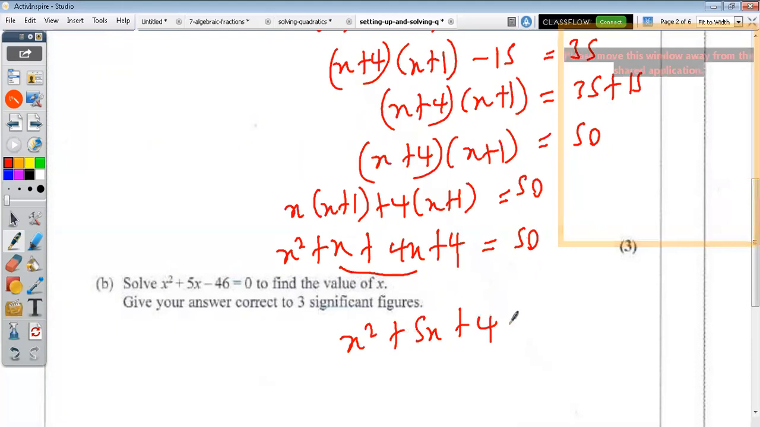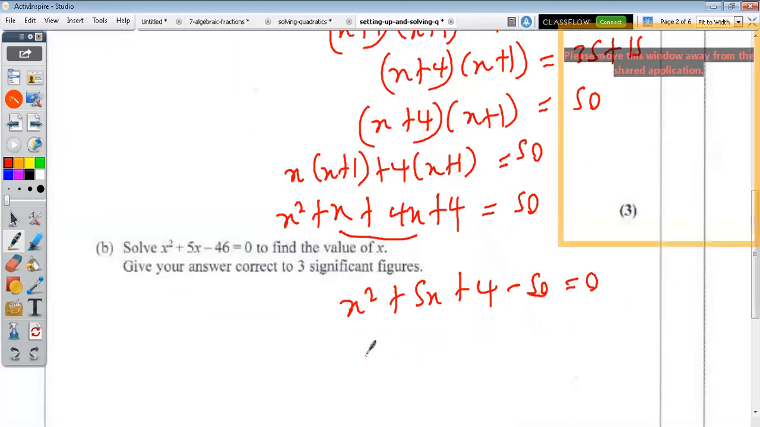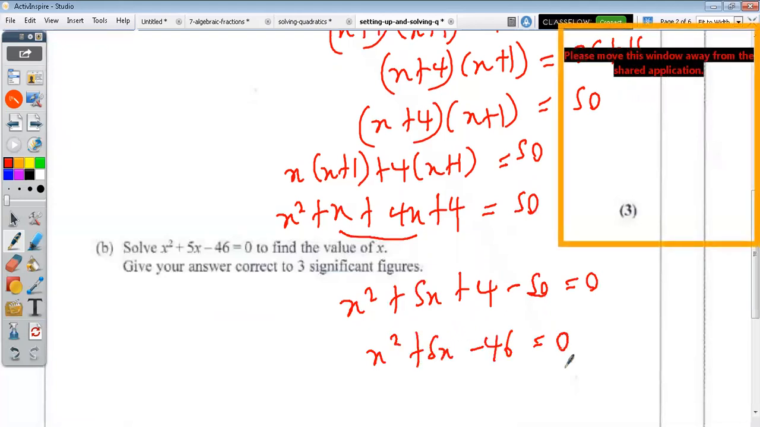Move the 50 the other side, minus 50 is equal to 0. How do you get that thing? Almost done. So x squared plus 5x, if we subtract here, we get a minus 46 is equal to 0. Making sense? Happy?